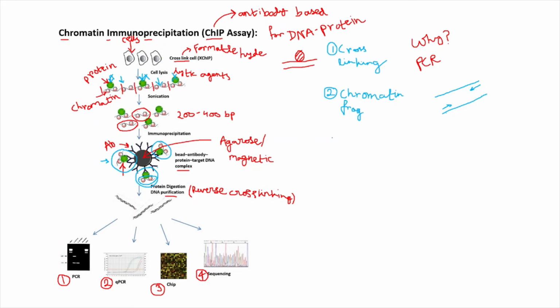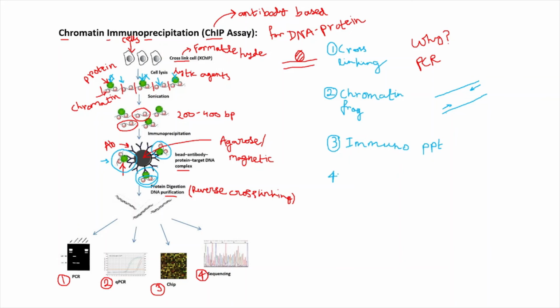Chromatin fragmentation. The third step is immunoprecipitation with an antibody complementary to the protein of interest, using agarose or magnetic beads. So this is the third step, where you immunoprecipitate with antibodies and you use beads.